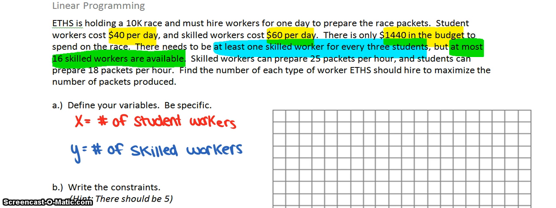But at most, you only have 16 skilled workers available. So unfortunately, you only have so many skilled workers that you can find. There's not an unlimited amount. The only thing I didn't highlight was this 25 packets per hour and 18 packets per hour, which I will talk about why once I get there.